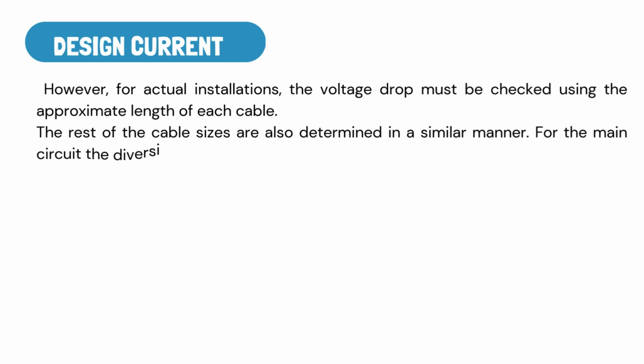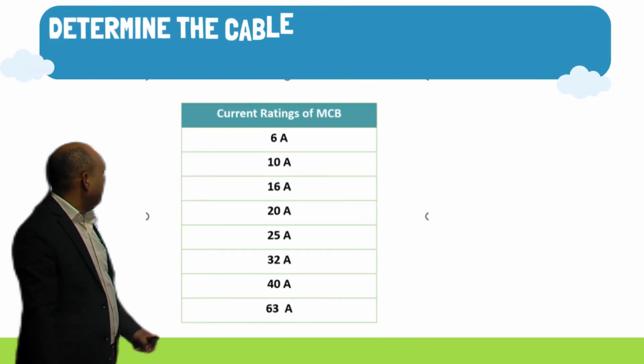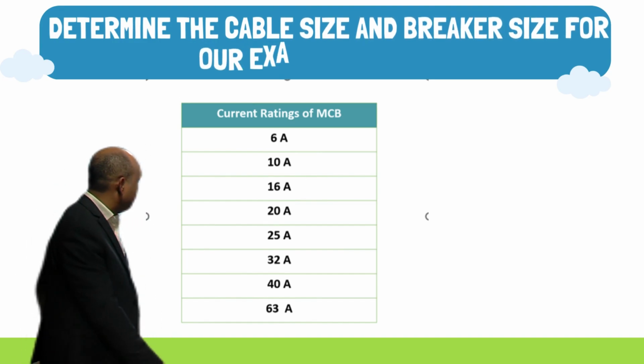For the main circuit, the diversity factor we have considered to be 0.9. So these are the available current ratings of various MCBs.